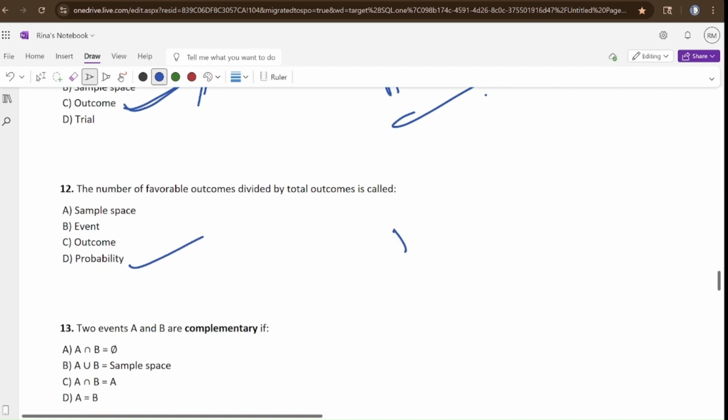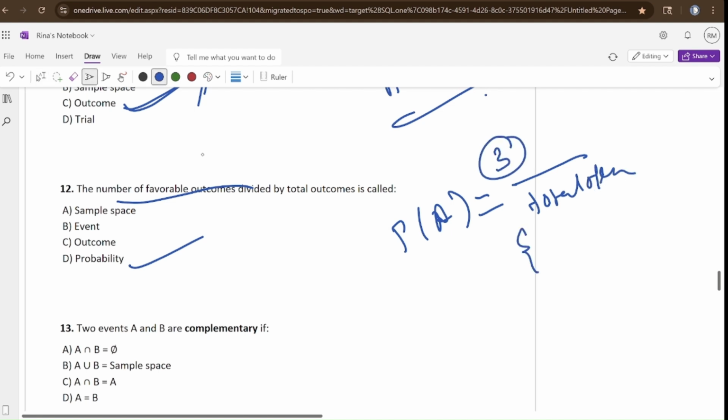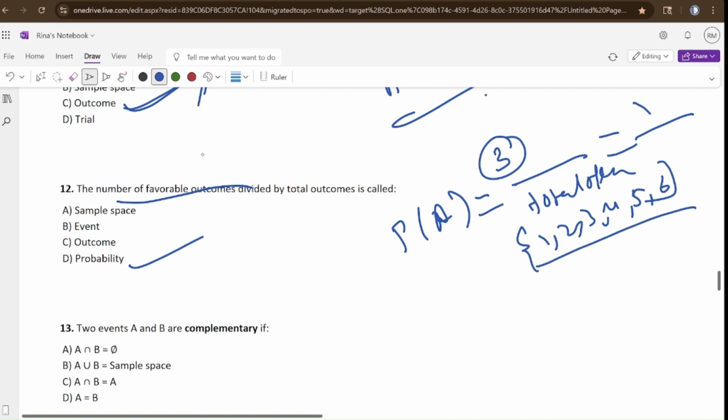Okay, total outcomes. The number of favorable outcomes divided by the total outcomes. That is what is probability. What is the definition of probability? Definition is number of favorable outcomes divided by total outcomes. What is the probability of getting 3? Divided by total number of outcomes. That is 1, 2, 3, 4, 5, 6. So 3 will occur once. So 1 divided by total 6. This is what is known as probability. Okay.